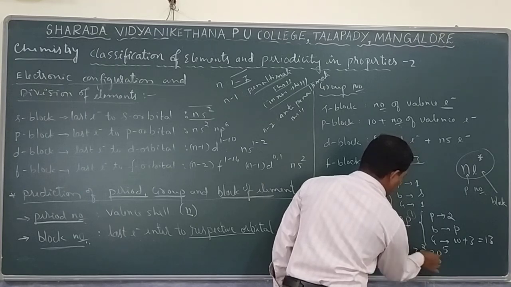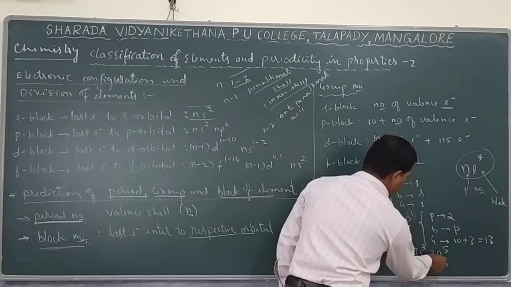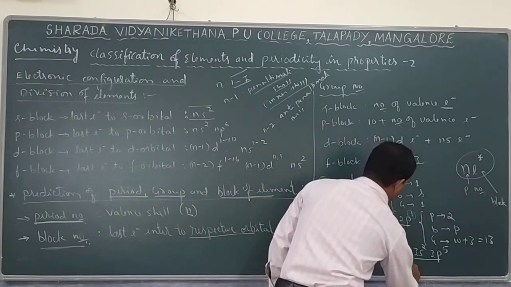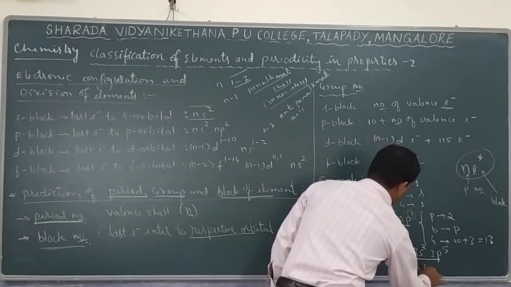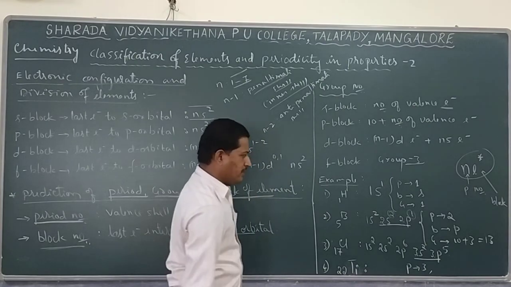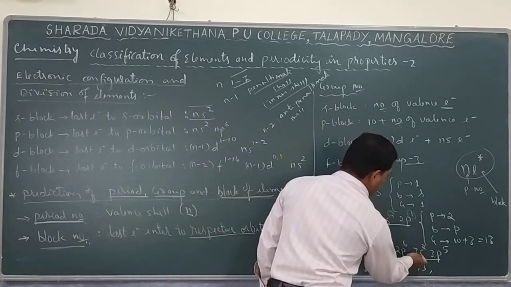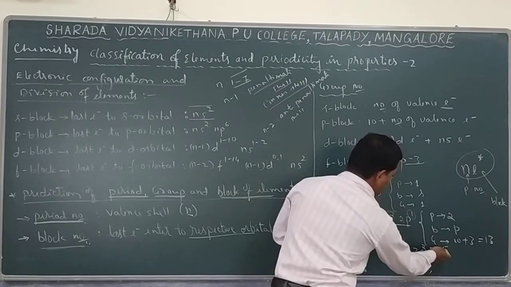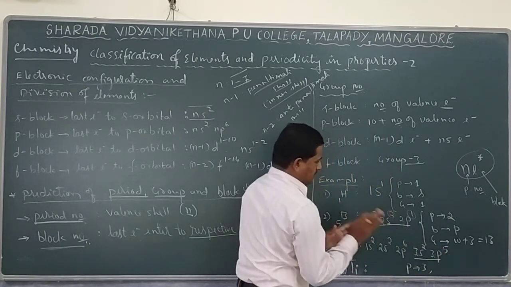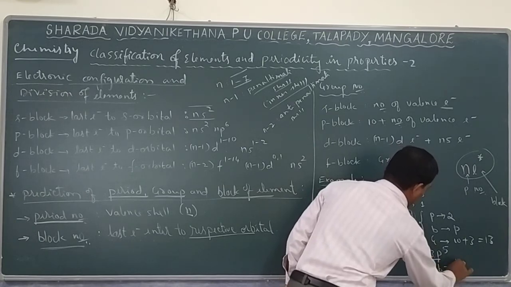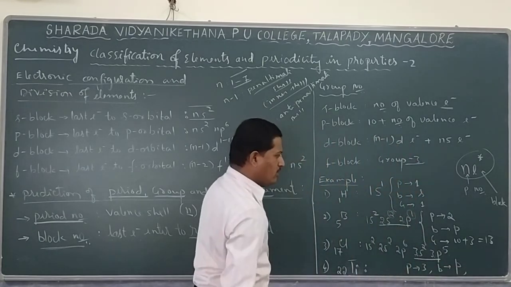Look at that, 3 is the outermost shell, so this is the valence shell electronic configuration. So the period number here is going to be 3, so chlorine belongs to the third period. And after that, the block. Since 2 electrons are in 3s and the remaining 5 electrons are in the 3p orbital, the last electron entered the p orbital. So the block is the p block, and chlorine belongs to the p block.